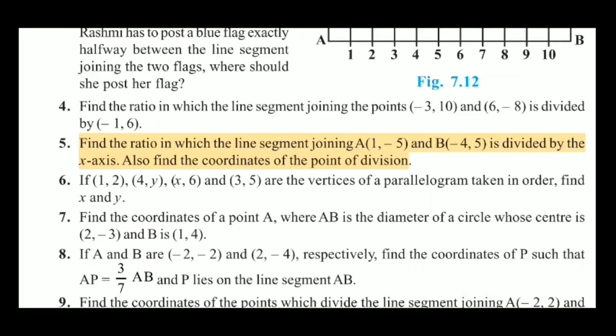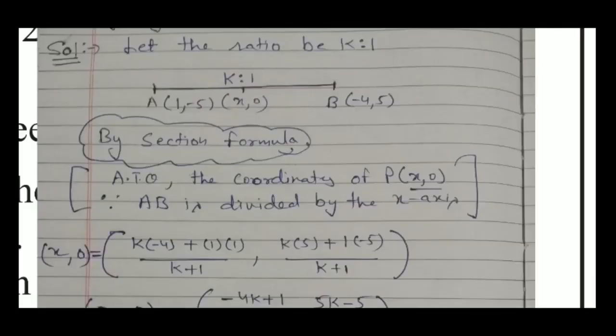AB is a line segment. That line segment is divided by the x-axis. Also find the coordinates of the point of division. In this question, we will find two things: the ratio and the coordinates of the point of division. So let's start the solution of this question.